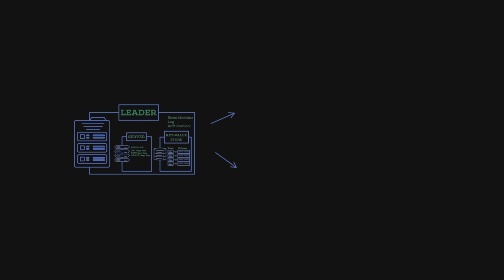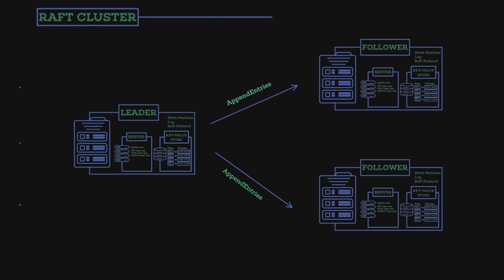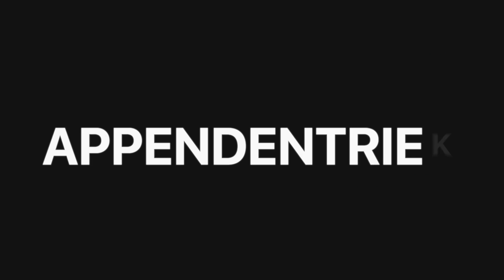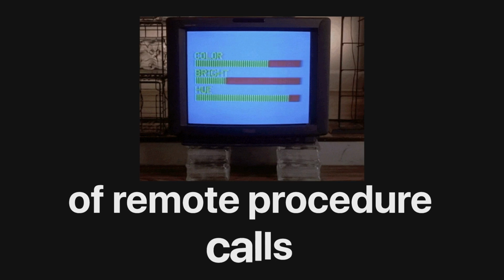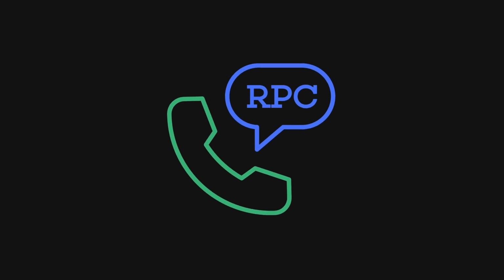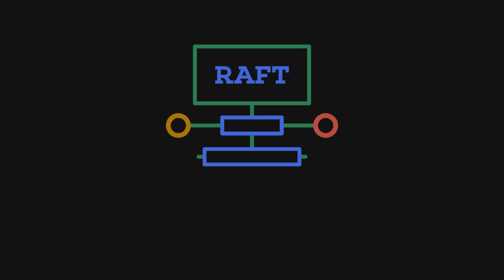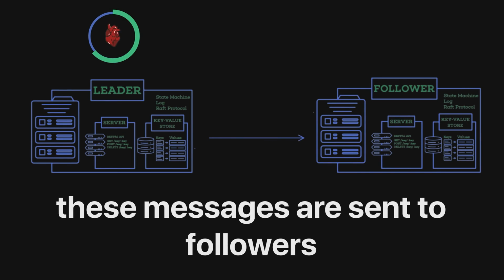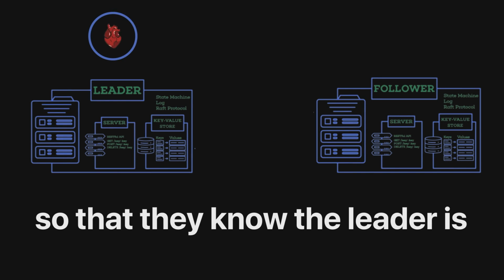Once a leader has been elected, the leader emits Append Entries messages to followers within the Raft cluster. Append Entries is the other type of remote procedure calls, or RPCs, that's employed by the Raft protocol for in-cluster communication, and it serves as both a heartbeat mechanism and tells followers to replicate new log entries. A heartbeat timeout determines how often these messages are sent to followers so that they know the leader is still alive.